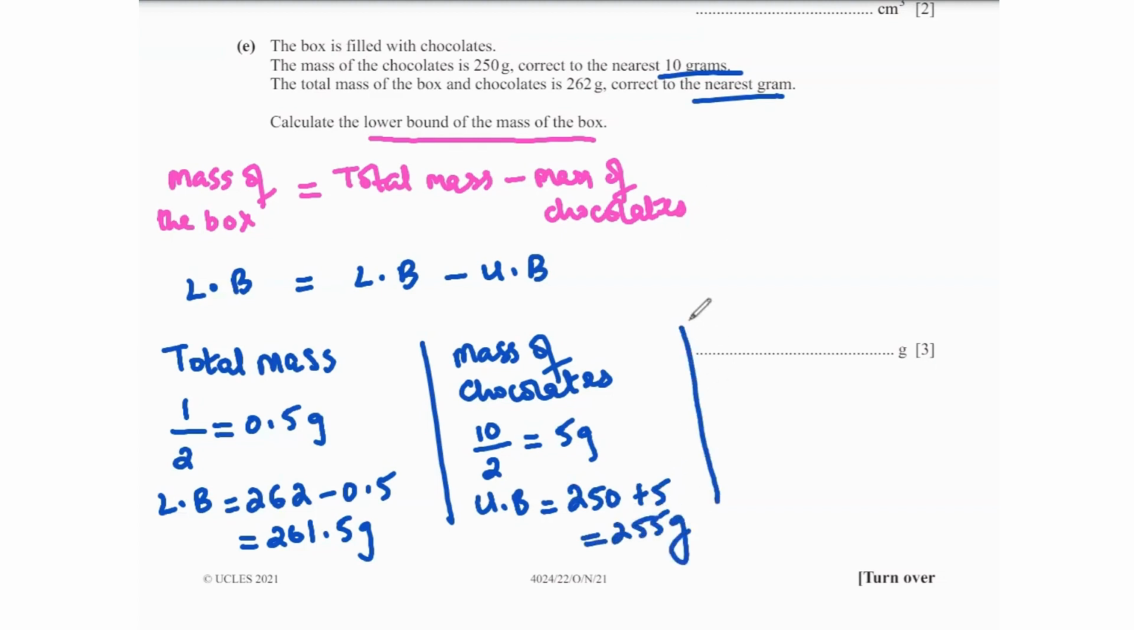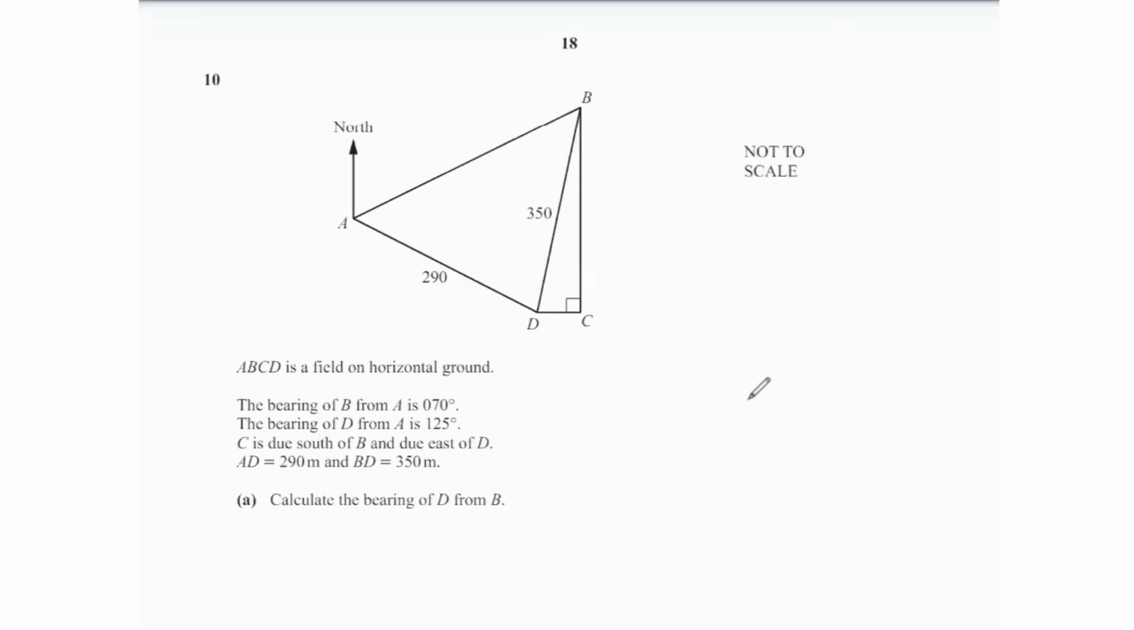So now your lower bound of mass of the box will be the difference of 261.5 and 255, which will give us 6.5 grams. In question 10, it says that ABCD is a field on horizontal ground.